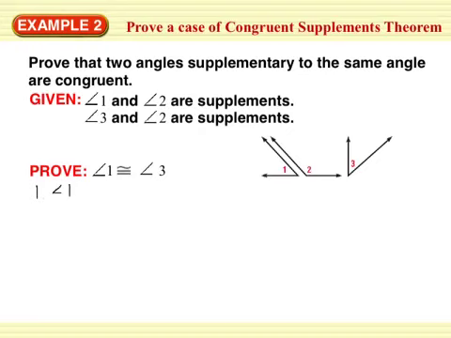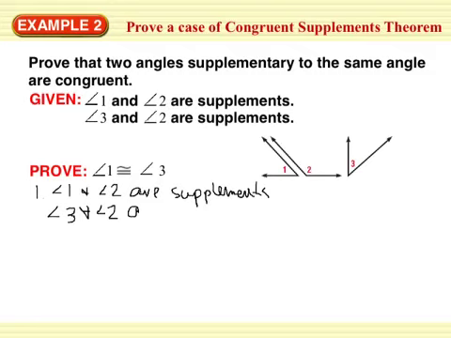So let's write down what's given. Angle 1 and angle 2 are supplements. Angle 3 and angle 2 are supplements. And that is all given. Alright, what else do we know?